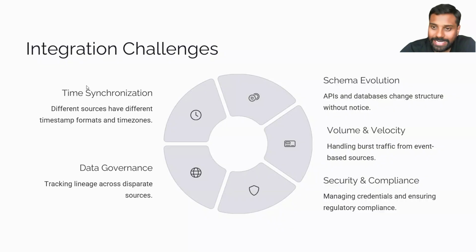When we talk about integrating these data sources into the data pipelines, the first one we'll have to look at is time synchronization, because different sources have different time formats and different time zones, etc. Along with that, we also have schema problems. Different sources may store different fields, and each of them can have slightly different schema variations. And also, these schemas evolve over a period of time, even without notifying the users.